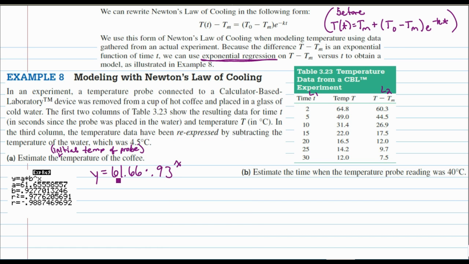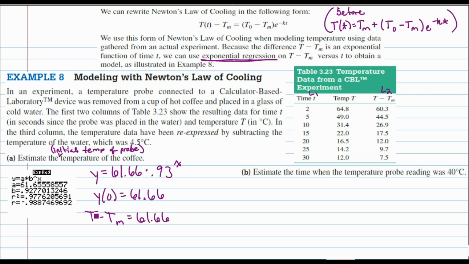61.66, which of course is 61.66 times 0.93 to the 0. So making sure that all of my stuff is lining up, I am confident because of my data points and because of my exponential regression and plugging in 0 that 61.66 was the initial temperature in my exponential regression, not necessarily the initial temperature of my coffee, because remember, this y sub 0 in this case represents T minus T sub m.